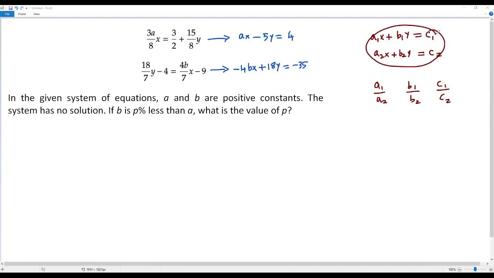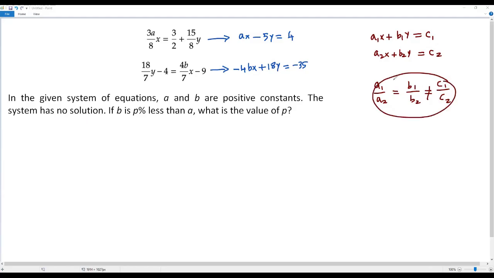Okay, if this system of two linear equations in standard form has no solution, then the ratio of the coefficients of x and the ratio of the coefficients of y must be equal. And these two ratios will not be equal to the ratio of the constant terms. Always remember this when a system of two linear equations in standard form has no solution.